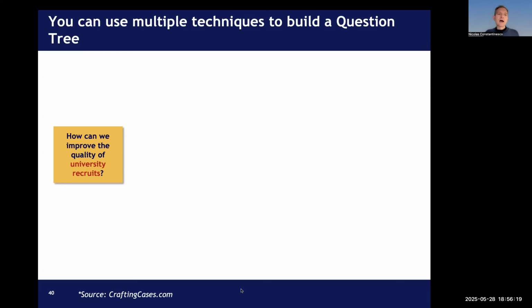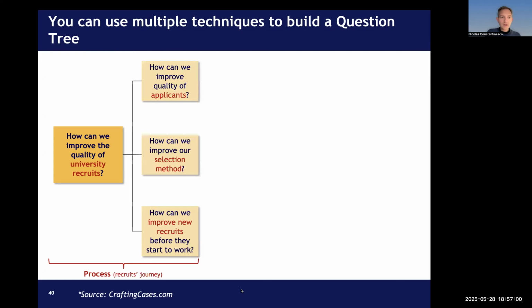So if the question is, how can we improve the quality of university recruits? And I focus, right? So here I have two choice words, quality and university recruits, but I'm going to focus on university recruits. What I could do is first apply process thinking, and in particular, the journey of the recruit. So if you think about what a recruit does, they apply, so they knock on the door and they say, hey, could you let me in? Second step, they get evaluated. And third step, they join. It's a simple version, but we could break it down like this.